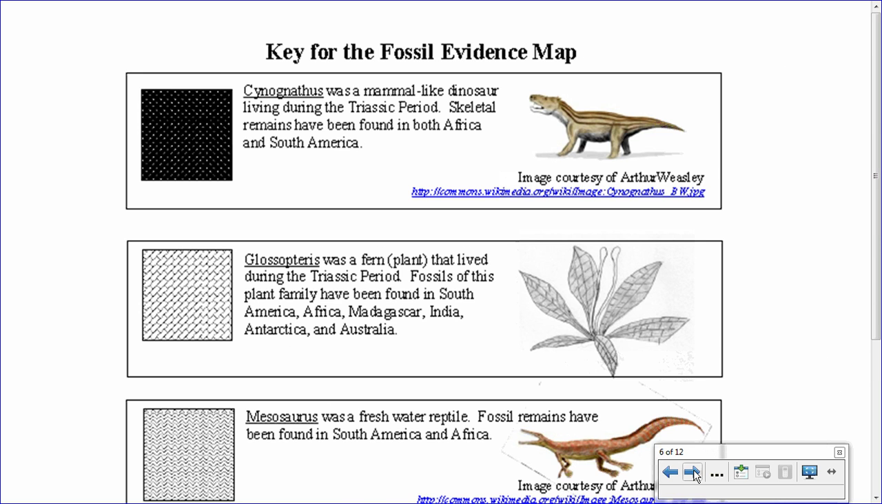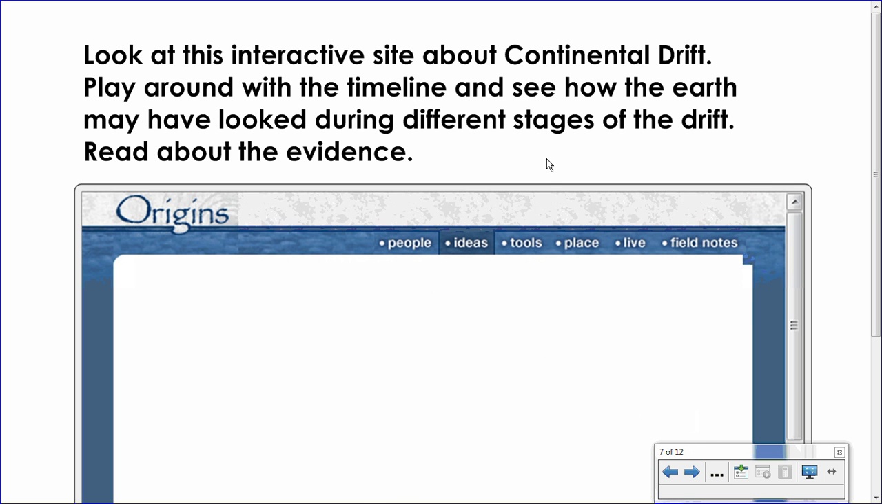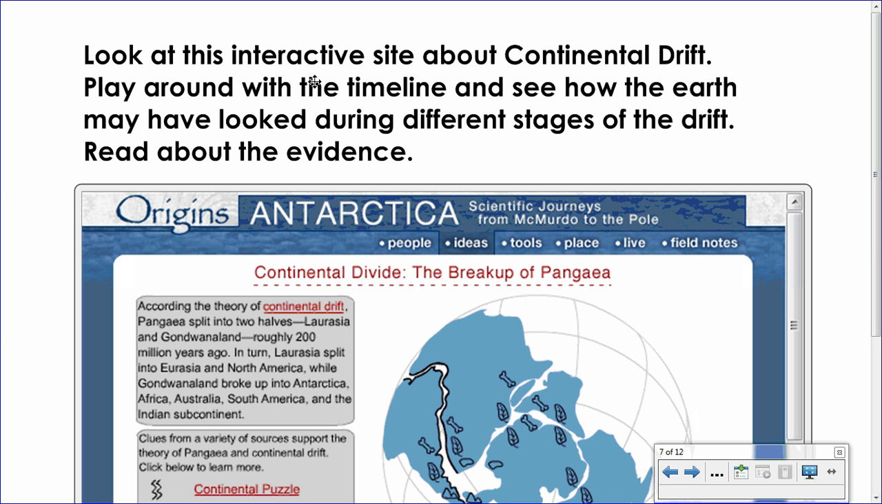All right, moving on. The next thing you're going to do is look at this interactive site about continental drift. Play around with the timeline and see how the Earth may have looked during different stages of the drift. And you're going to read about the evidence.